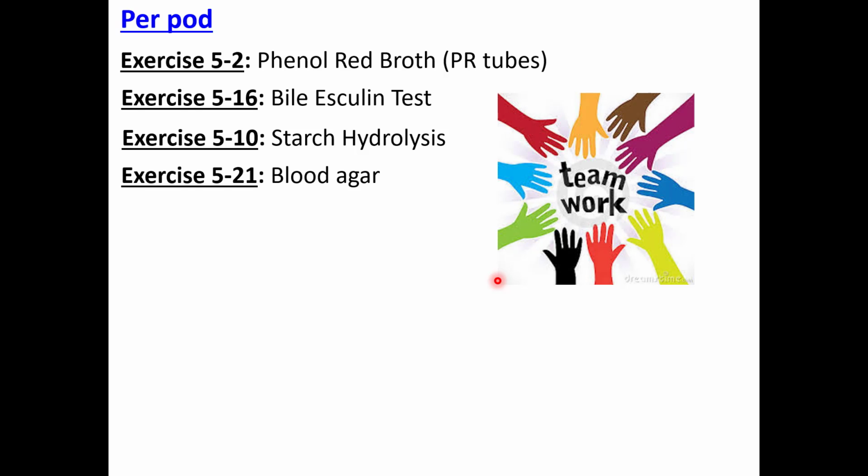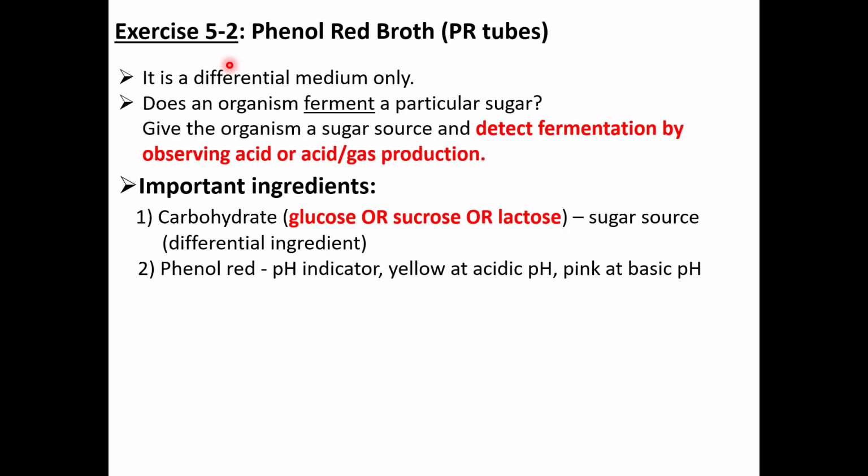So for lab today, we will discuss the differential test 1. And this is the list of lab exercises that we will do. The first one is the phenol red broth, or PR broth, or PR tubes. We have the bile esculin test, we have the starch hydrolysis test, and we have the blood agar plate. We would do this as a team per pod, and then you would split the work, and each person could execute one of those lab exercises.